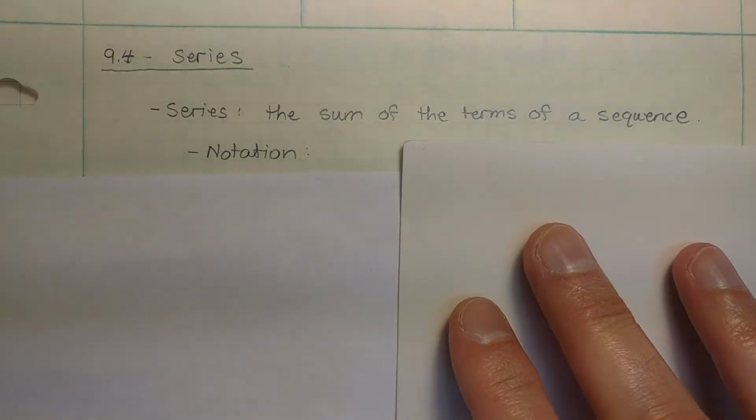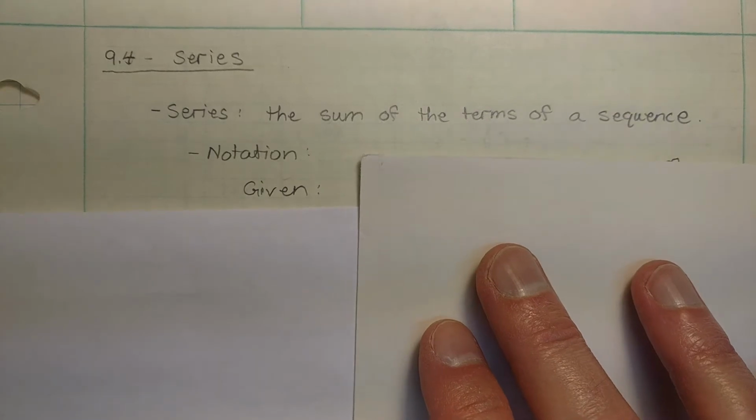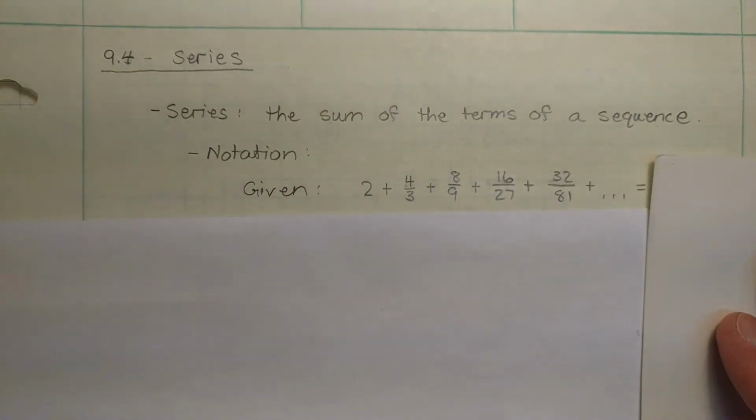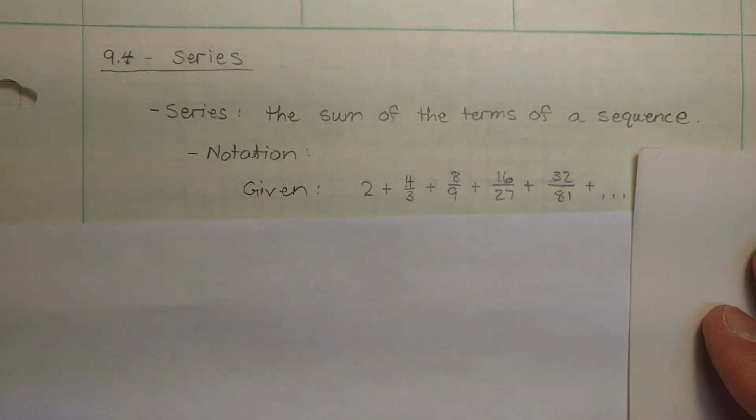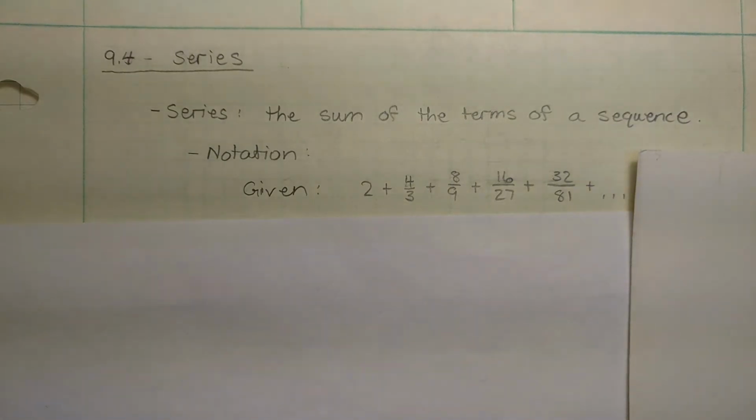So the first thing we're going to see for notation is, let's look at a given series here. Notice it is a sequence of numbers, 2, 4/3, 8/9, 16/27, 32/81. And it is this sequence of numbers, but notice there's pluses between each. So it's not just a list of numbers, we're actually adding all these numbers up. Notice it's also an infinite series here, because we don't have an end.